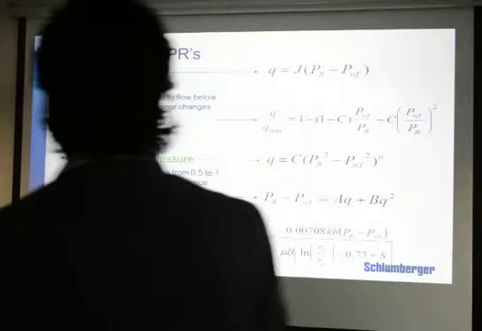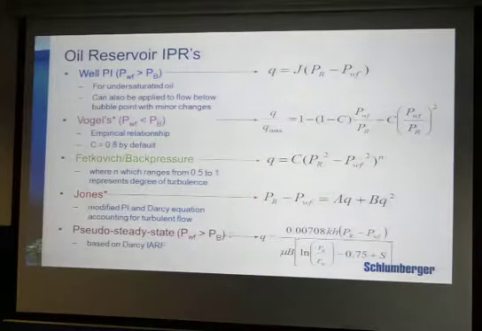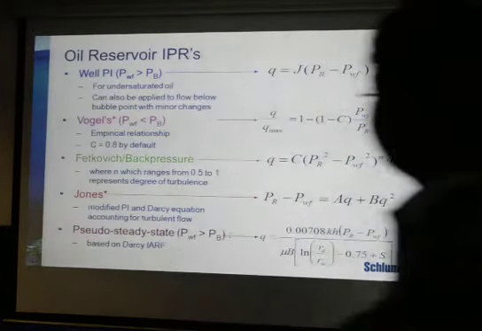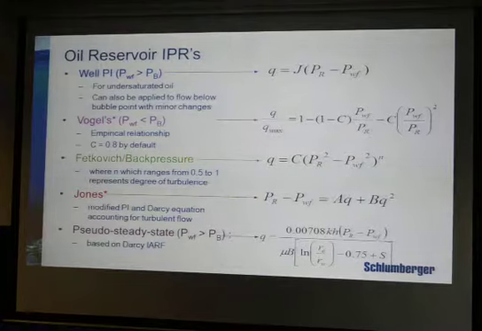So this is the oil IPR that you will find. The well PI equation that is most common. This is the well PI: Q by ΔP, J is the productivity index. So J is equal to Q by ΔP. Valid for undersaturated oil, Pwf greater than Pb.